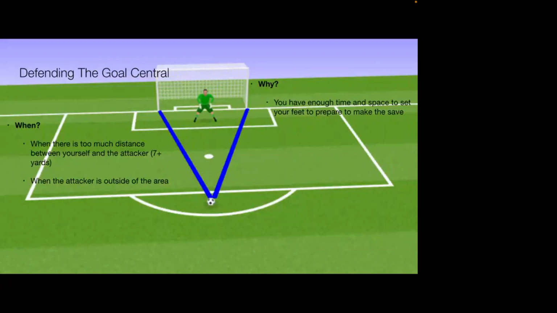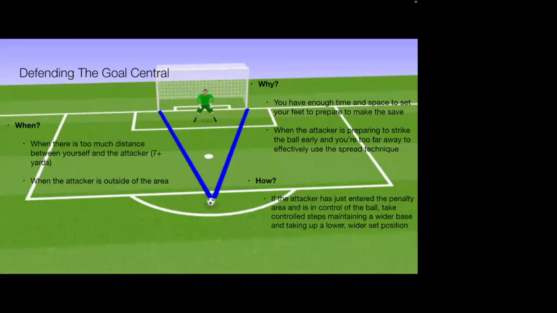So again, going back to the spread, too close to set and react. This 7+ yards should give you enough time to set your feet to make the save. You would also look to defend the goal when the attacker's preparing to strike the ball early and you're too far away to effectively use the spread technique. How? If the attacker's just entered the penalty area, take controlled steps, maintaining a wider base and taking up a lower, wider set position.